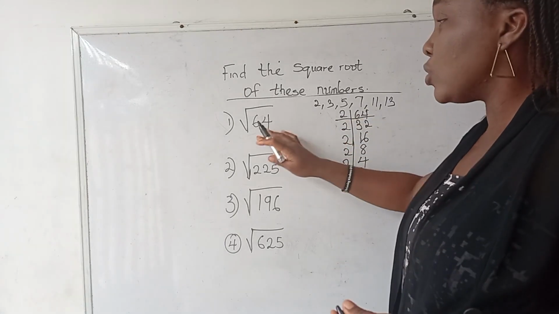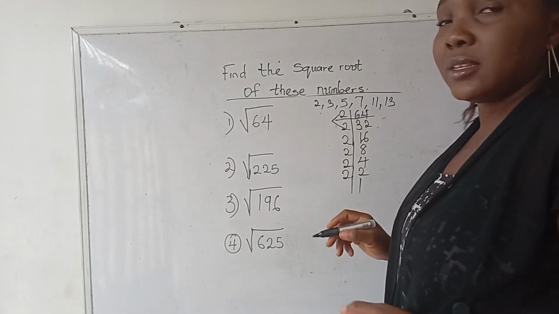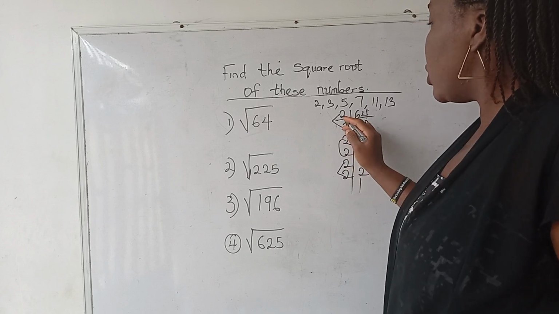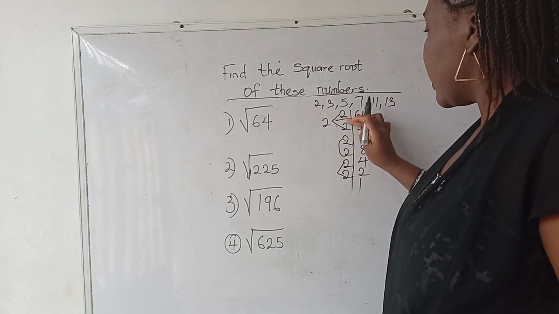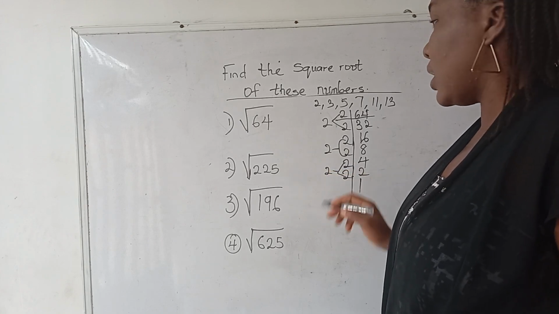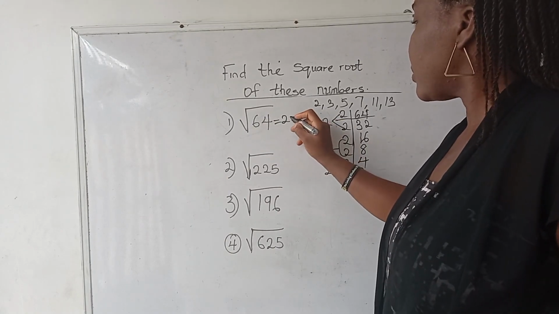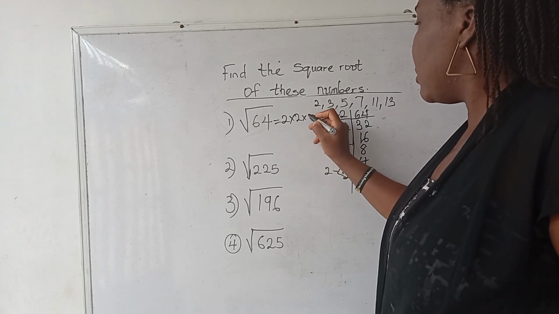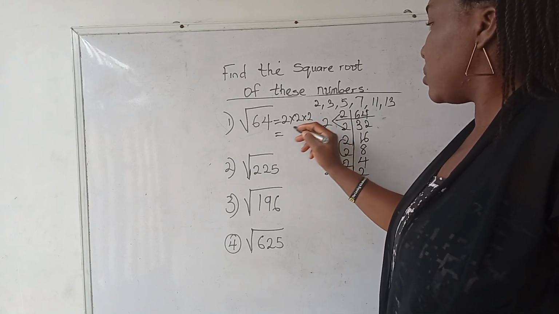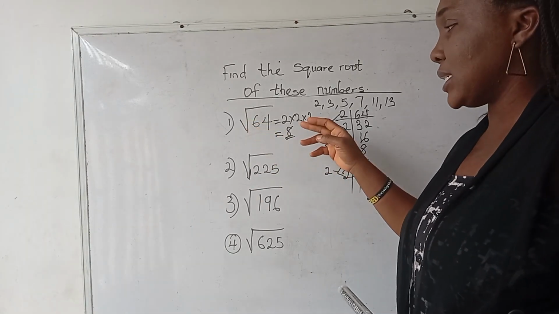Because we're looking for the square root, and square means 2, we're going to pair these numbers. So we're going to take 1 out of each pair of 2s. Now what we're going to do is to calculate 2 times 2 times 2, and we have our 8. So that is why you have the square root of 64 as 8.